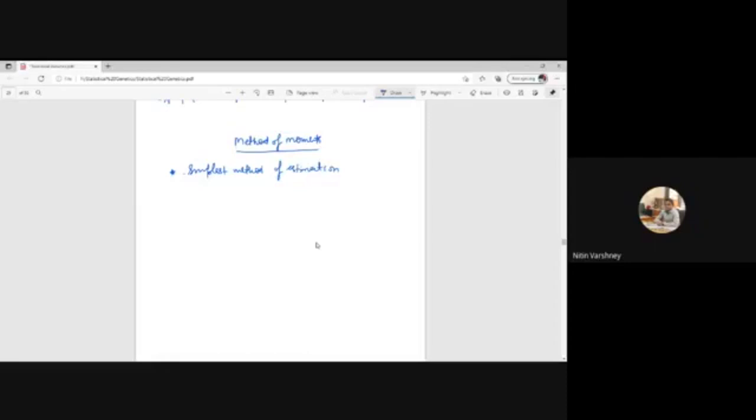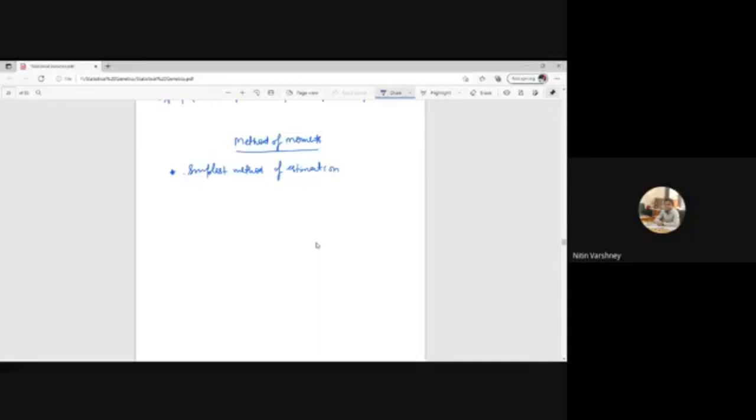Now here we will equate the observed sample moments to their expected values. Just like in chi-square, where we see the observed frequency as well as the expected frequency, here we will use the same concept: we will equate the sample moments to their expected values.